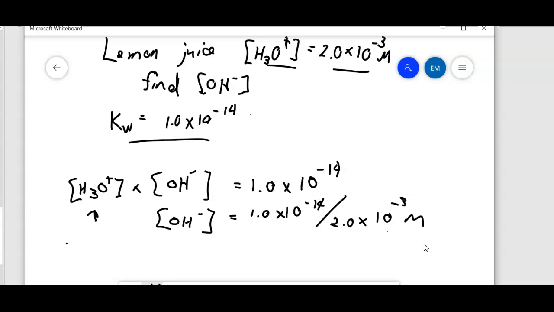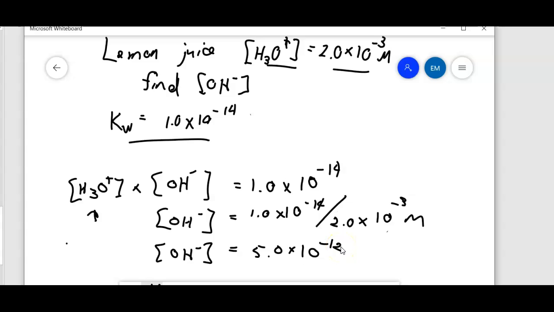And now we get out our calculator, and let's do 1e to the negative 14th divided by, I'm working on a calculator here, 2e to the minus third, and what I get is the hydroxide ion concentration is equal to 5.0 times 10 to the minus 12th.